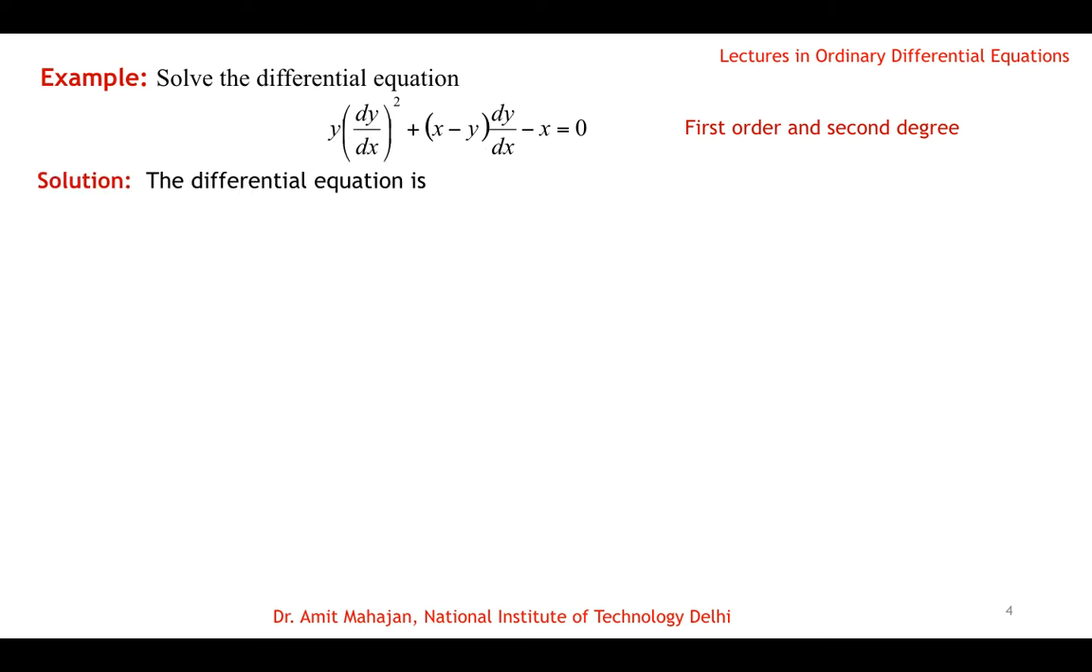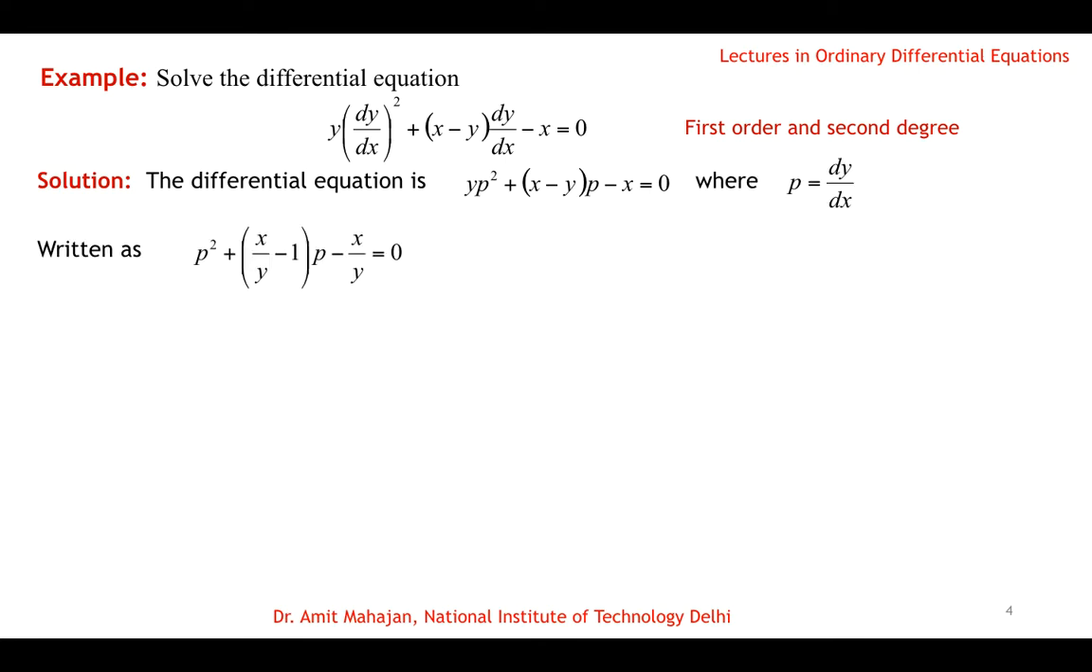So this differential equation can be written as y p^2 + (x - y) p - x = 0, and then divide by y to write it as p^2 + (x/y - 1) p - x/y = 0. Now it's a polynomial equation in p, so we try to make linear factors on the left hand side. It's second degree, so we'll find two linear factors. The linear factors are (p - 1)(p + x/y) = 0.